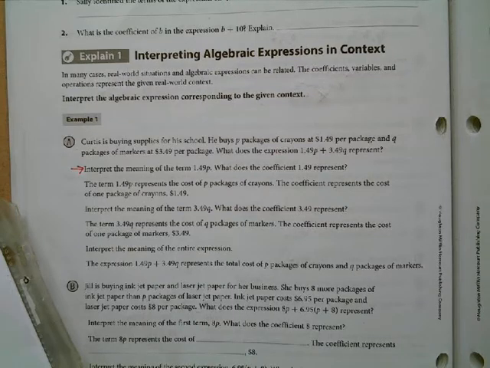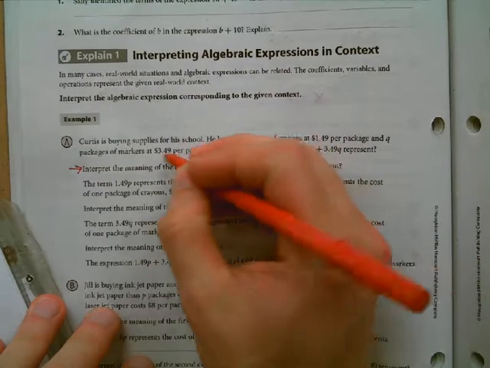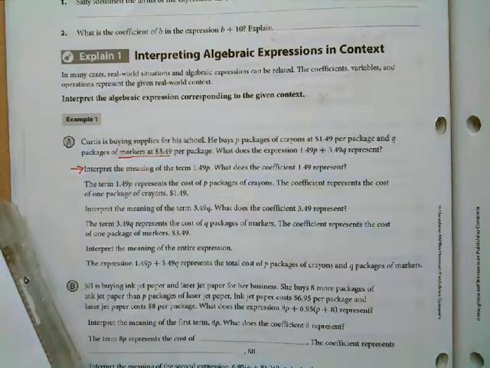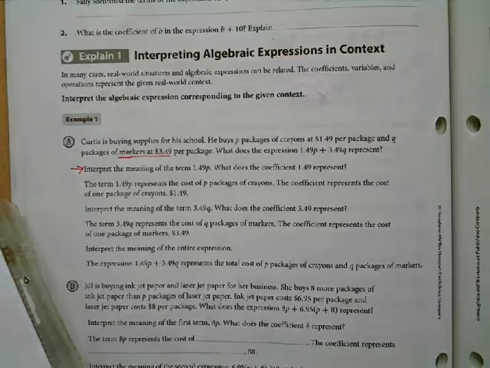So if we take then 1.49p and then 3.49q and we add them together, that will be what? Total amount, total cost. Exactly right. It says it right there. The expression 1.49p plus 3.49q represents the total cost of p packages of crayons and q packages of markers.